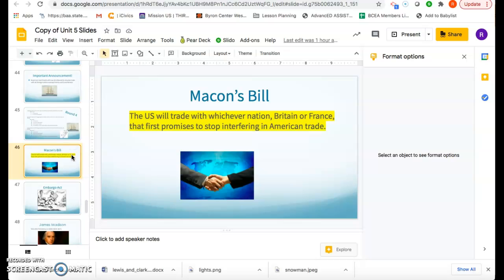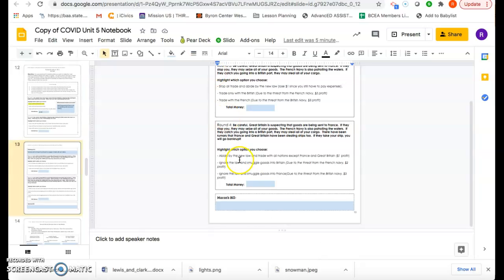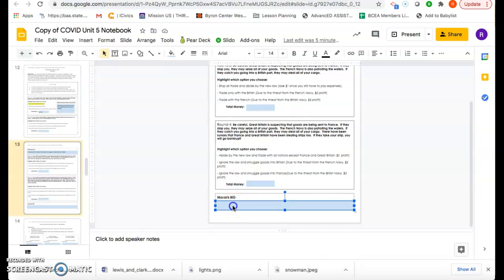We have another announcement. The deal is Americans are still trying to pursue some form of trade. Cargo is still getting stolen. Ships are getting kidnapped. The United States is frustrated, especially with England because their navy is so good, that America has come out with Macon's Bill. The U.S. will trade with whichever nation, Britain or France, that first promises to stop interfering in American trade. You need to write that here. Whichever nation stops.